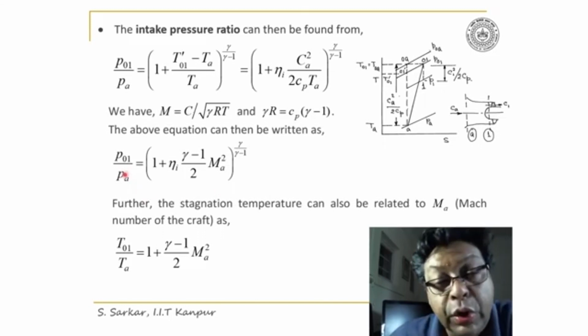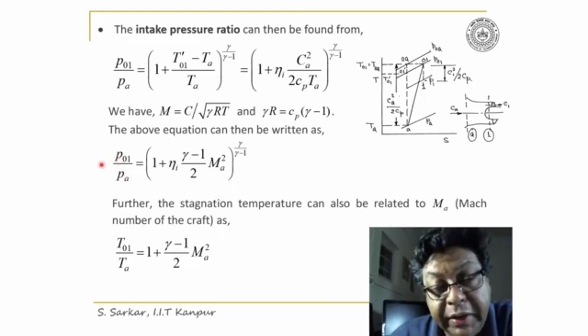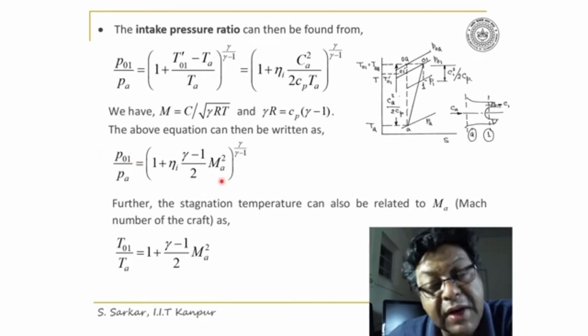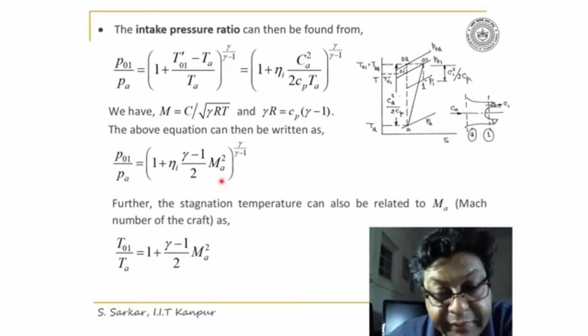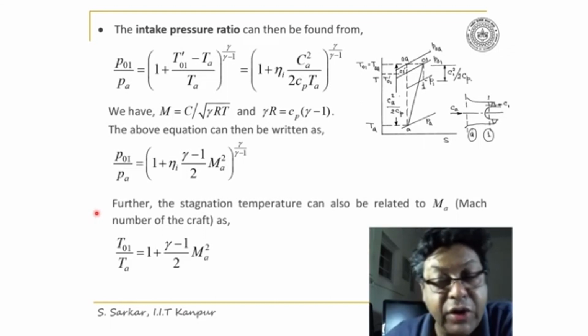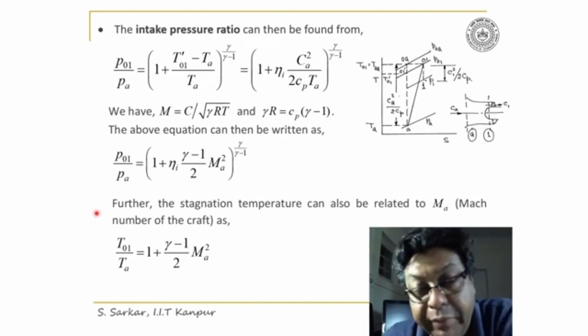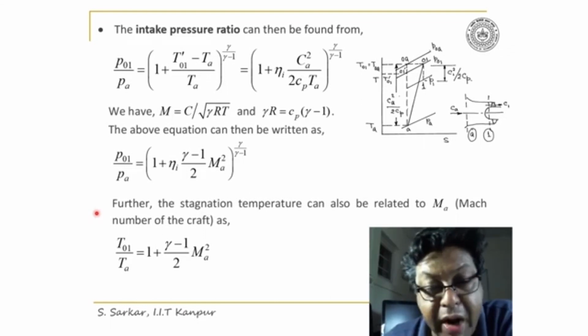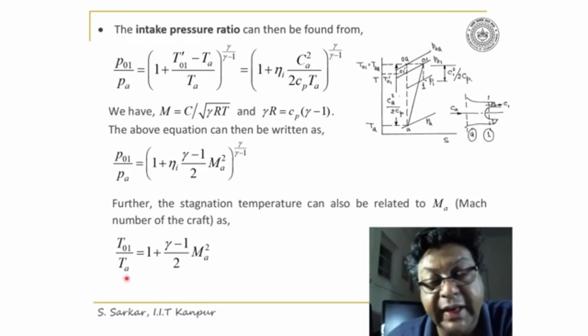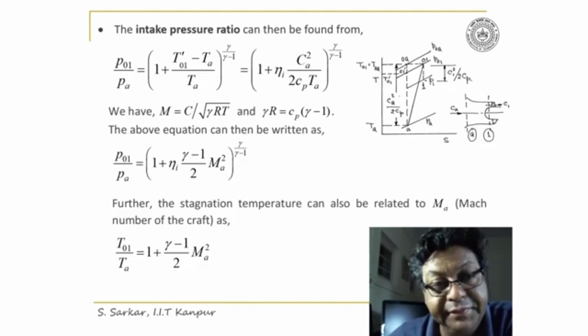So here P01 by PA has been related to Mach number of the craft. Furthermore, the stagnation temperature can also be related to Ma. Ma is the Mach number of the craft, as T01 by Ta is equal to 1 plus gamma minus 1 by 2 into Ma squared.